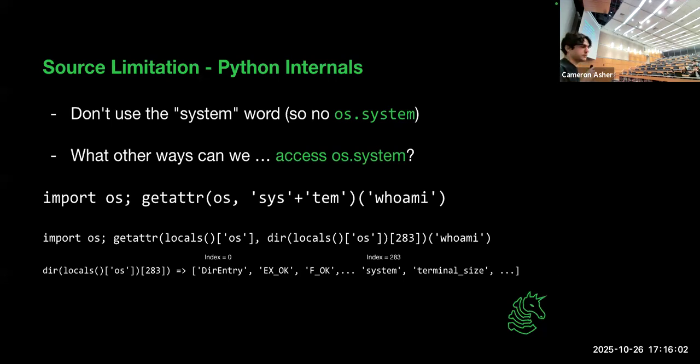And here I'm using, remember, since we have os.system, instead we can use getattr. So now instead of having to have the whole word system appear in the source, we can have it as a string, and strings can be split up into parts.